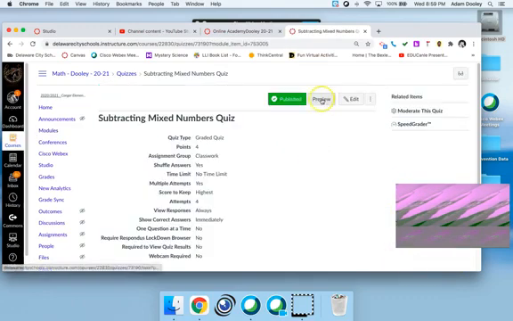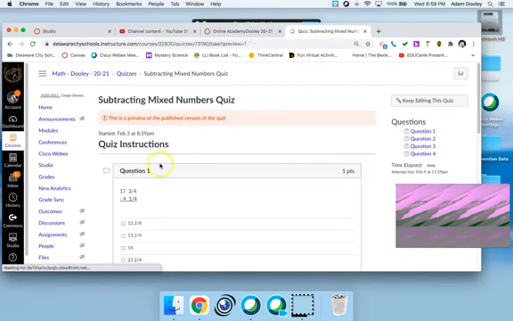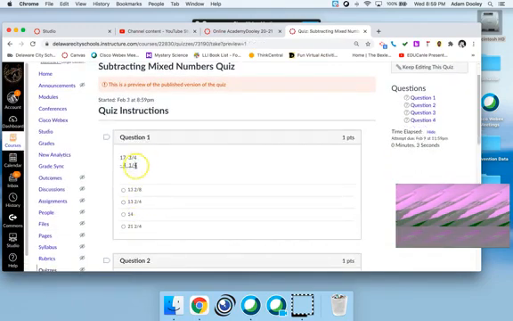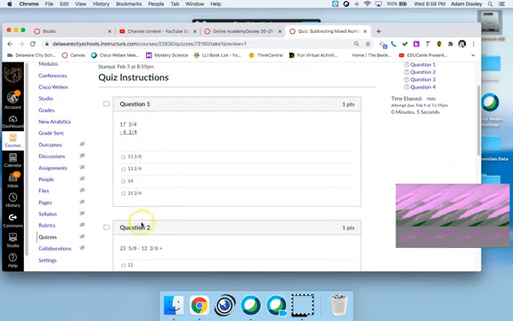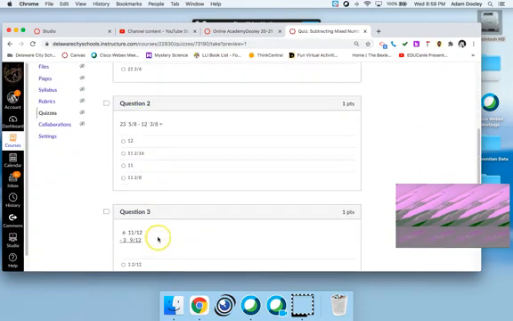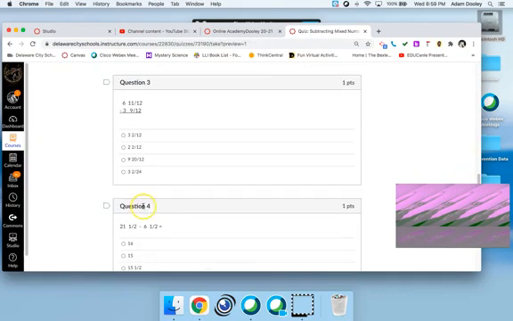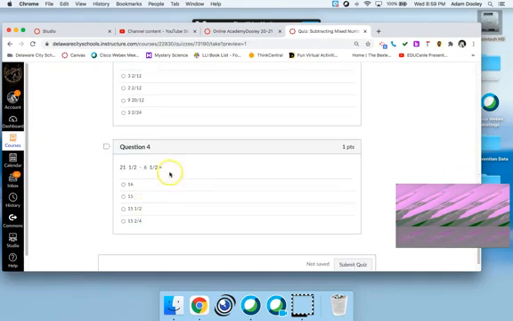And in your quiz, a quick preview: remember, if you look, all same common denominator, same common denominator, same common denominator, and same common denominator. Remember, line them up vertically, straight up and down. It's going to help you out a lot.